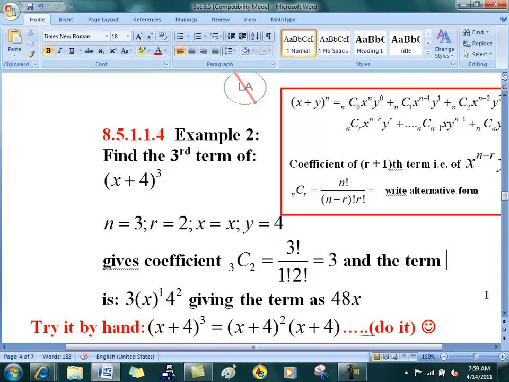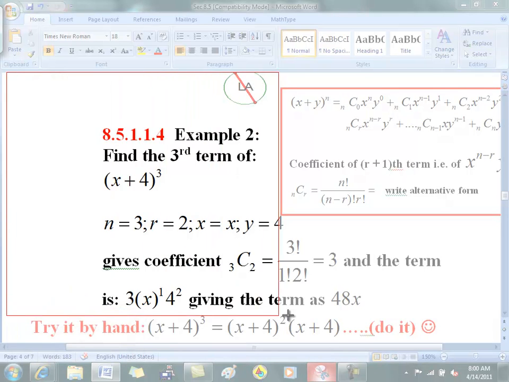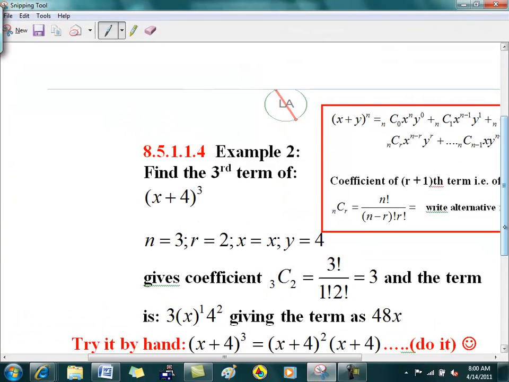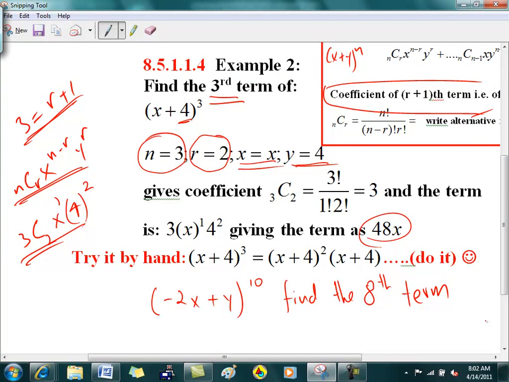Mark, did you get it down? Seriously? You got the whole problem down? Wow. You guys got it? Okay, so let's start doing it then. Okay, try your hand at that. Find the 8th term.